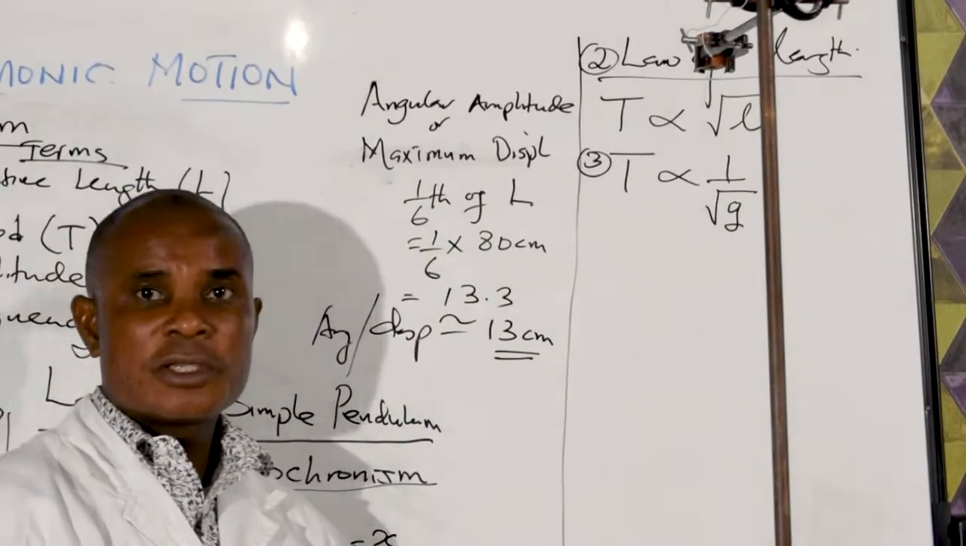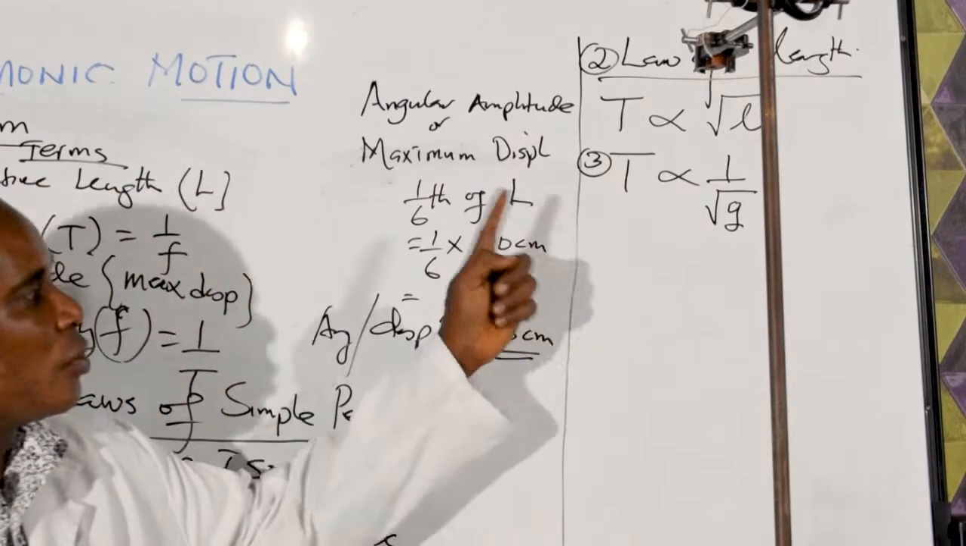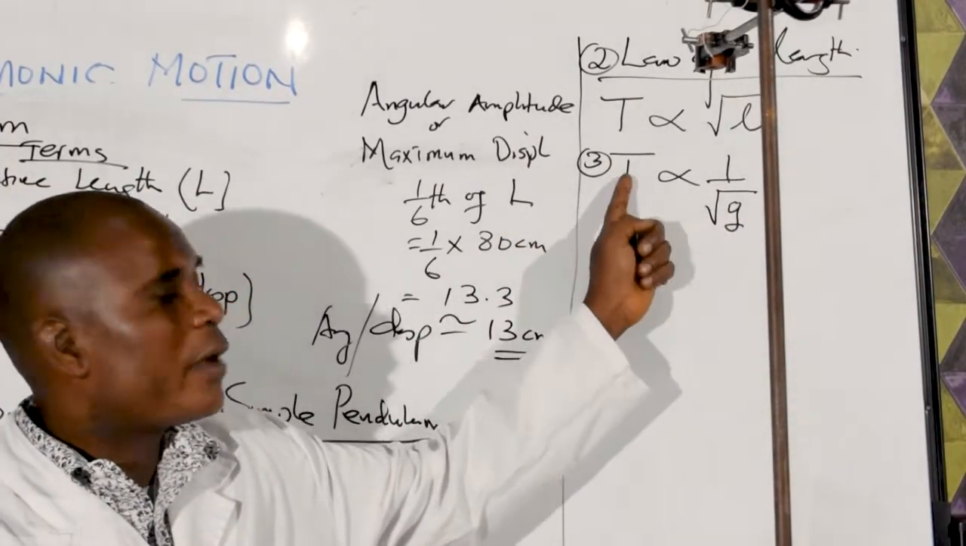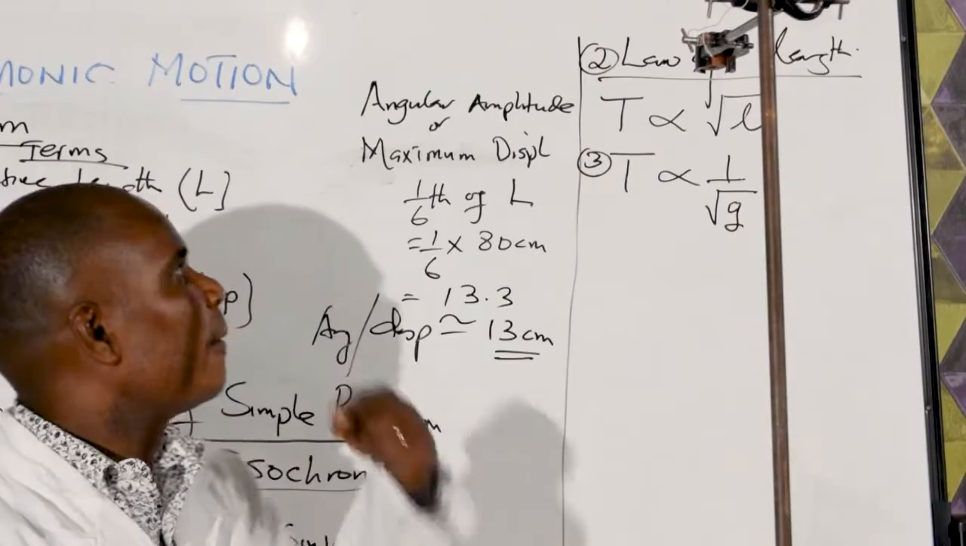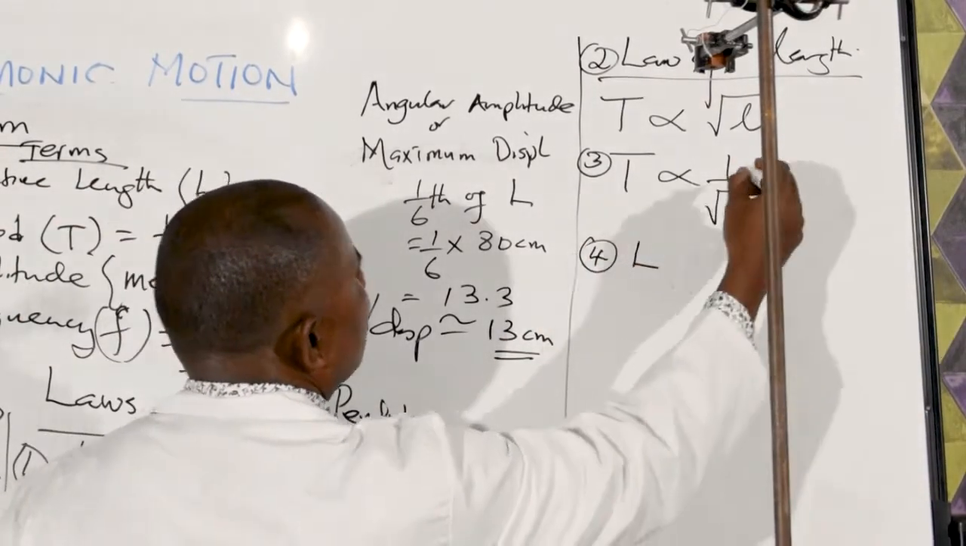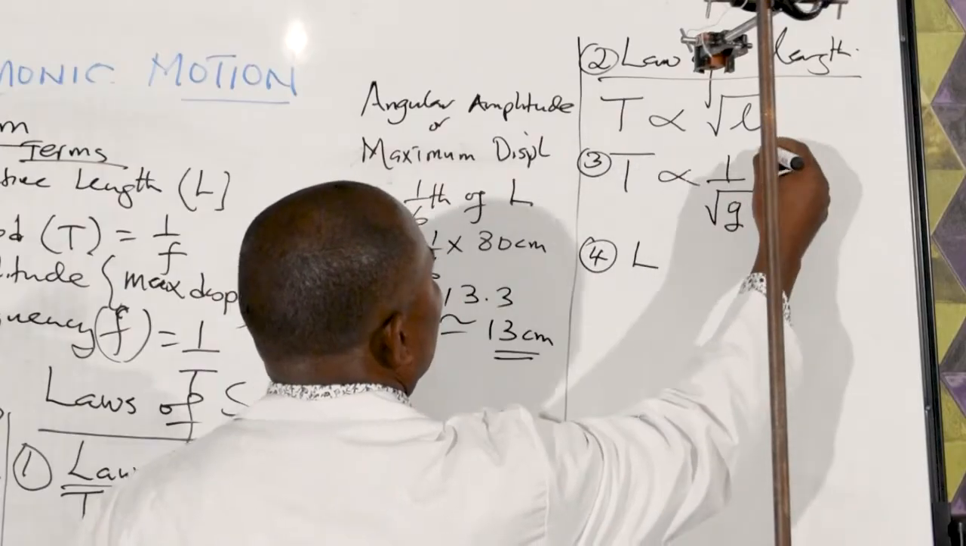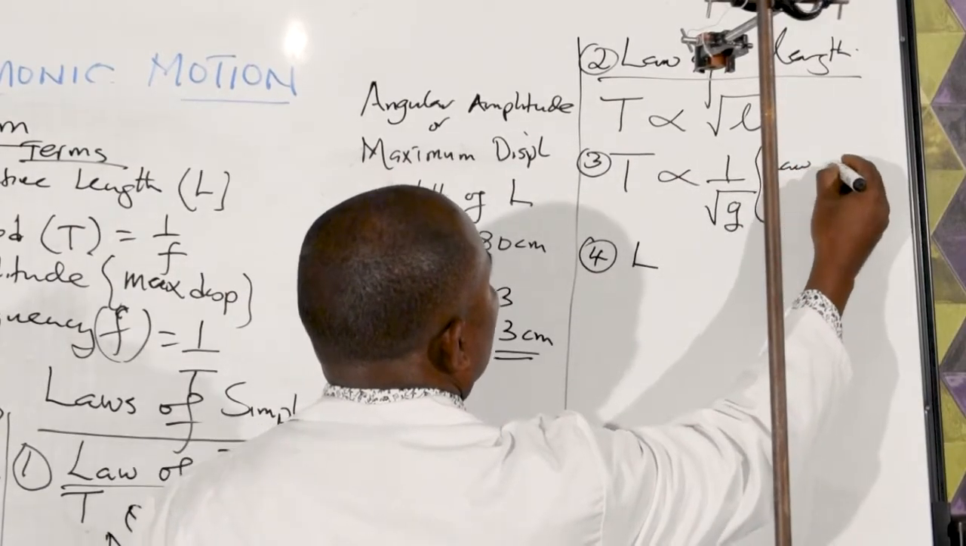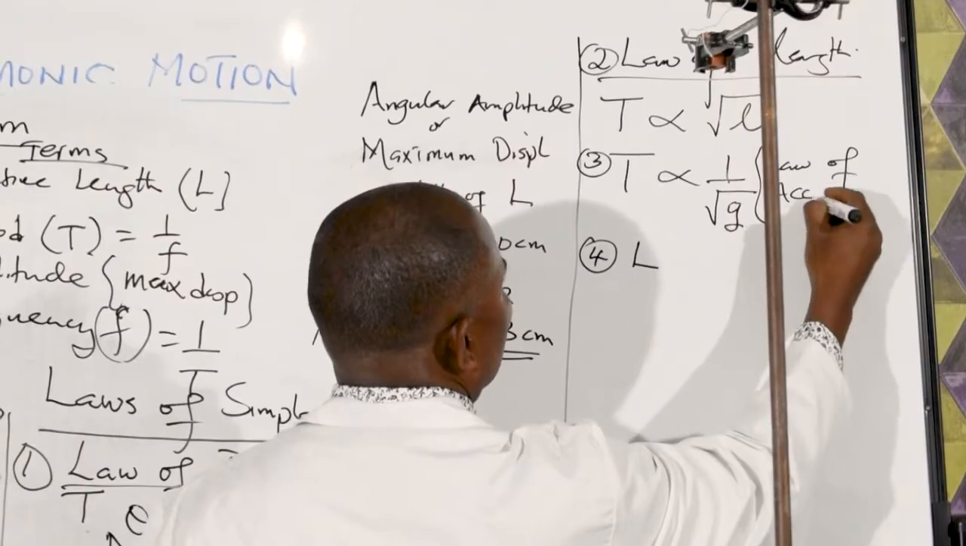Inside the studio there is gravity, so the acceleration due to gravity is also a factor that will affect the period there. And we have the fourth factor, which is the law of acceleration.